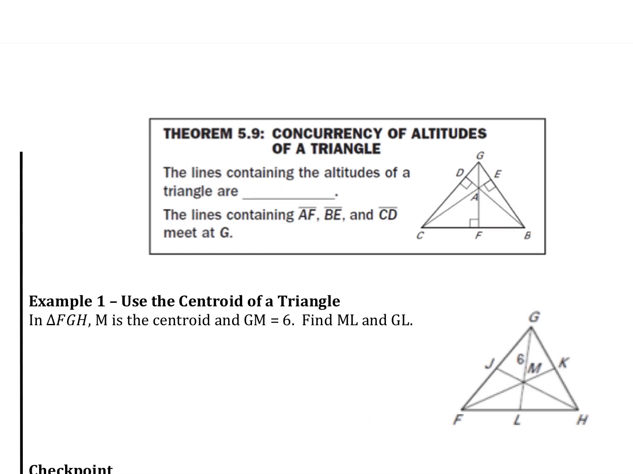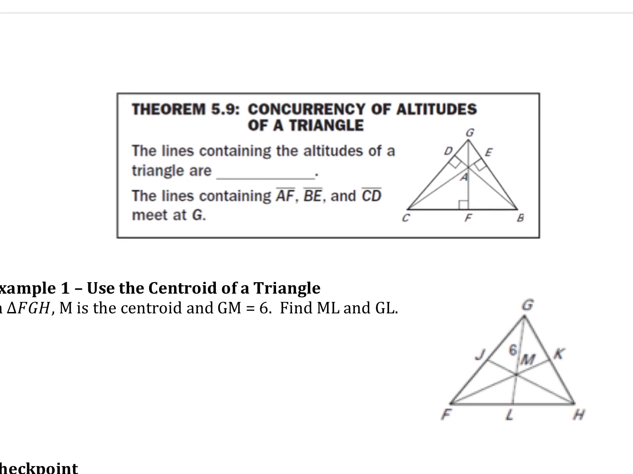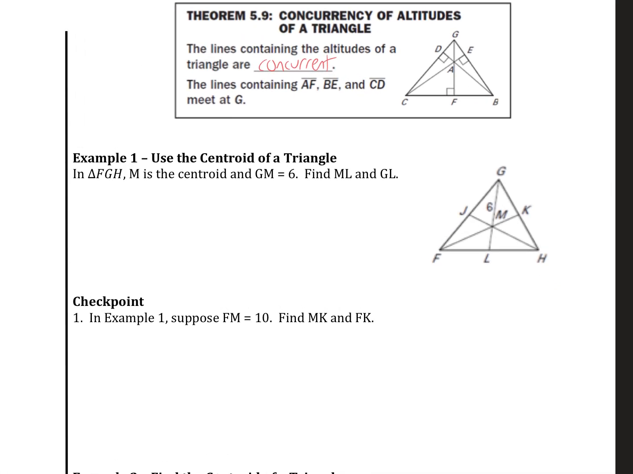Okay. All right, and then altitudes of a triangle, they are concurrent. They are what? Concurrent, and that just means they intersect. Okay. All right, let's do an example here, because these are kind of weird. All right. So let's change the color.